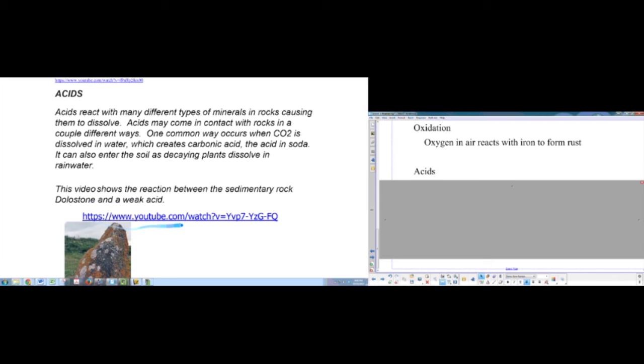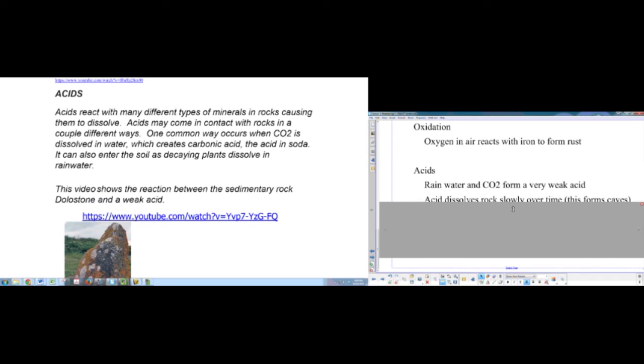What I have is a video on the reaction between dolostone and a weak acid. Basically, the rock just starts bubbling just like baking soda and vinegar. Now, we're not going to watch this video, but if you want to rewatch any of the videos I've shown you or reread some of the things that I went quickly through, you are free to go to these notes, click on it, go through it at your own speed.